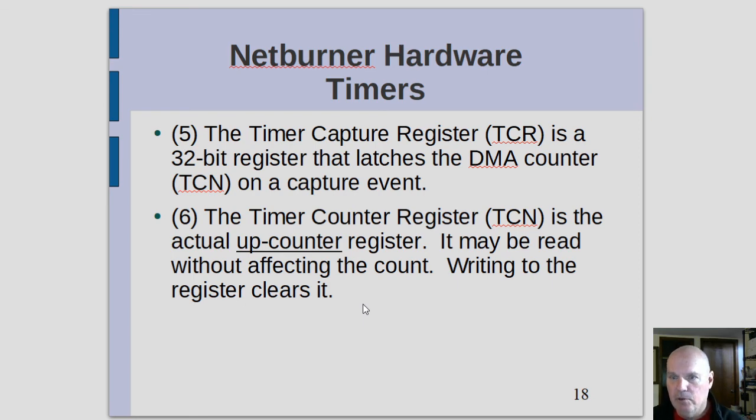The timer capture register is a 32-bit register that latches the DMA counter when we're using it to capture events, to time events. And then the timer counter register is the actual up counter. You can read that without affecting the count, but any writes to it actually clear that counter register and then we restart it from 0.